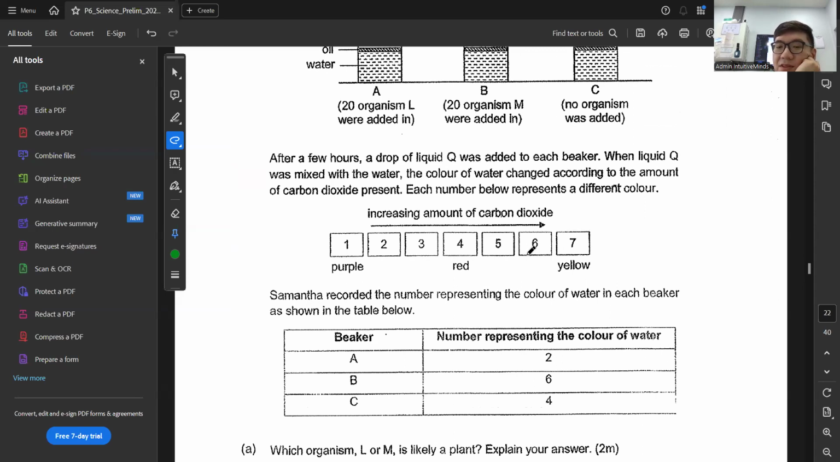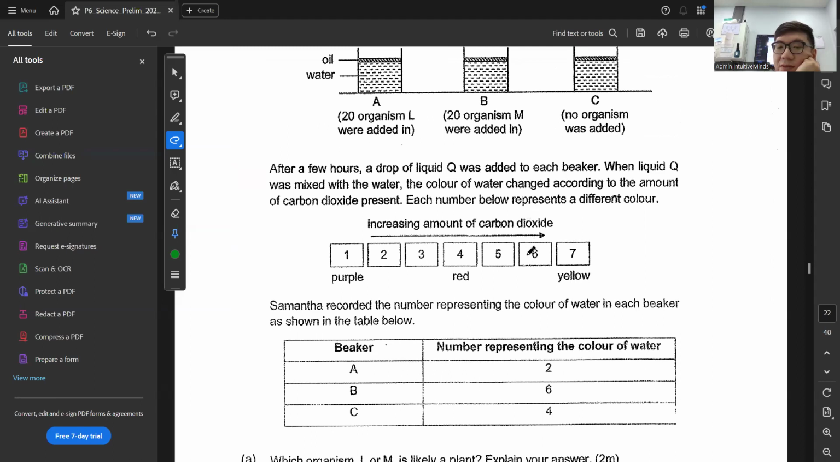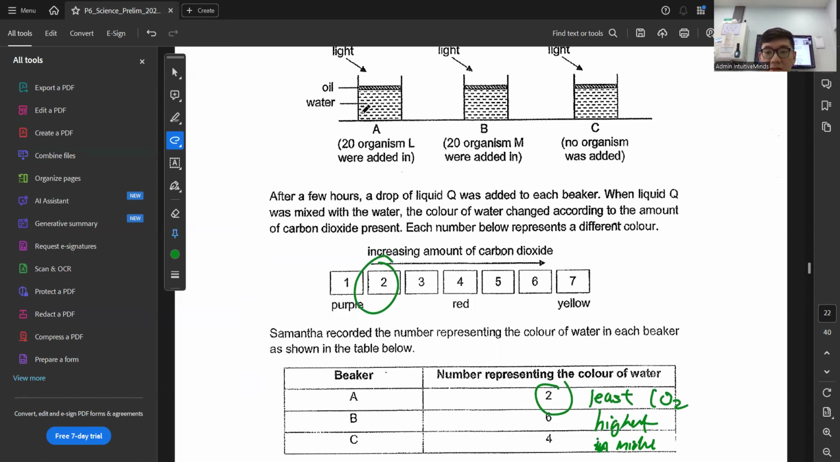So we have numbers here. What does number 2 mean? It means it increased the leaves compared to all of them. So you should put down a note: least carbon dioxide, or the lowest amount of carbon dioxide. What would 6 mean? Highest. And 4 would be in between, the middle. So you can put it down here as well. Least CO2.